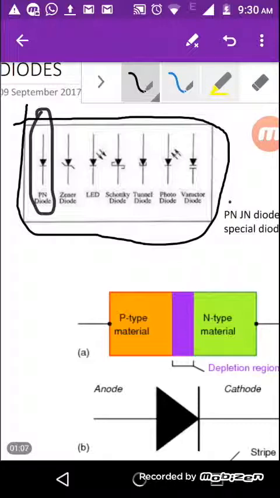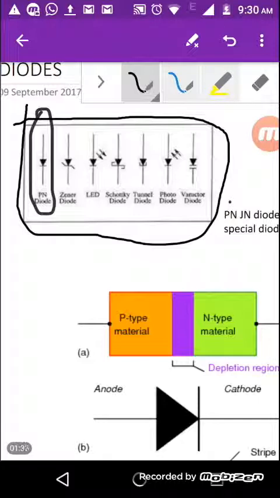But the Zener diode is operated for a different purpose, and the LED is used for lighting purposes, and the Schottky diode, tunnel diode, photodiode, and Bragg diode are all used for several other purposes. All these diodes other than the PN junction diode are called special purpose diodes.